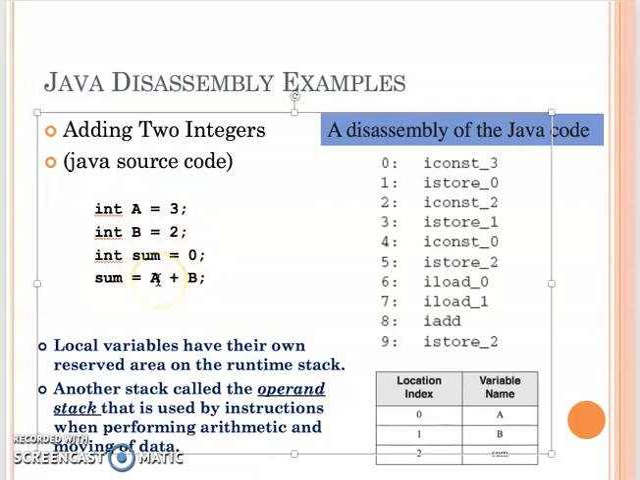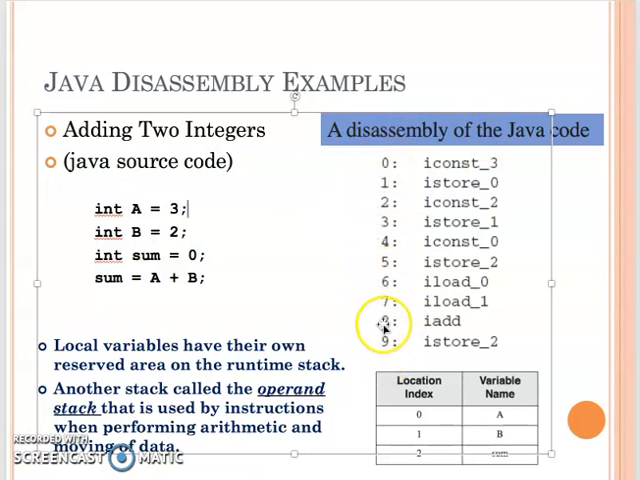So we want to assign A plus B equal to sum. Of course, this one is in your source file. But after your source file is compiled into the .class file, it becomes assembly language. So the assembly of Java bytecode becomes like this. You can see here the same thing.